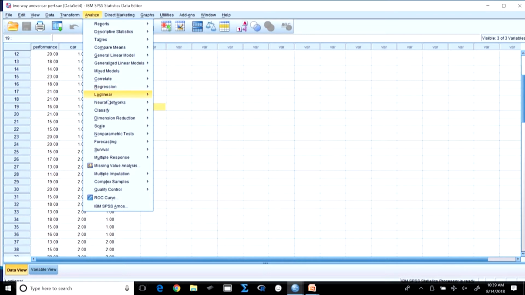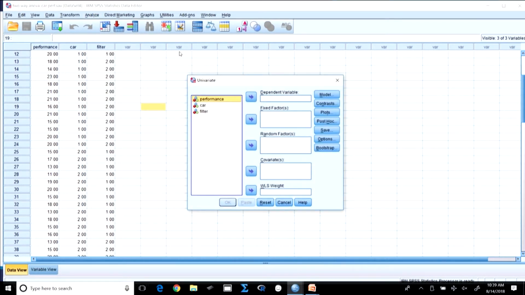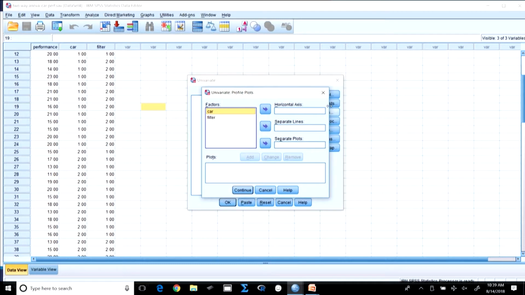Now, how to do it? We go to General Linear Model and Univariate. Why univariate? Because you have only one dependent variable. So, I am taking performance as my dependent variable, and car and filter as my independent variables. Now, I will go to see what the main effects and what the interaction effects are.